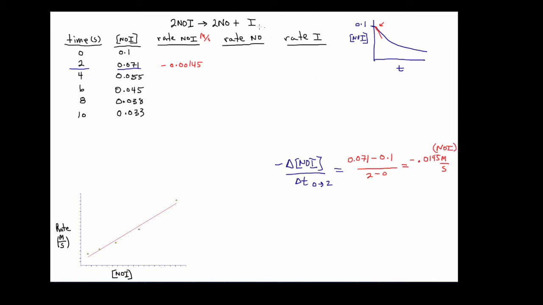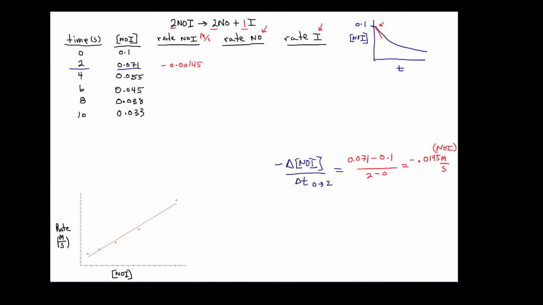And what we're going to find now is going to be the NO and the I. So the way that we do that for this time interval is we use the stoichiometry from the balanced equation. The rate of disappearance of NOI will be equal to the rate of appearance for the NO, because they both have the same stoichiometry. For every 2 moles of NOI that go away, 2 moles of NO will be formed. And in the case of the I, only 1 mole of I will be formed.